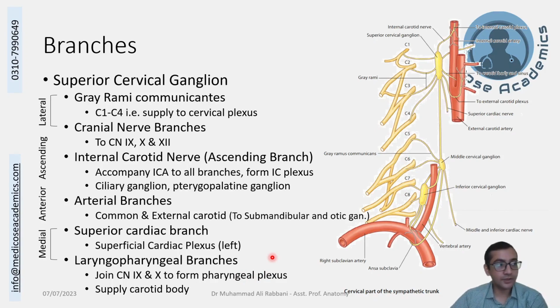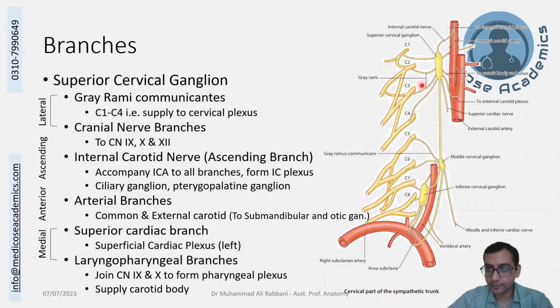So, when talking about the pharyngeal plexus in the head and neck region, you may read that the vagus nerve supplies the sympathetic fibers to the pharyngeal plexus. It is not actually that the vagus nerve is sympathetic. It's simply that these fibers are getting a piggyback ride to the pharyngeal plexus. There may be direct branches going to the pharyngeal plexus also.